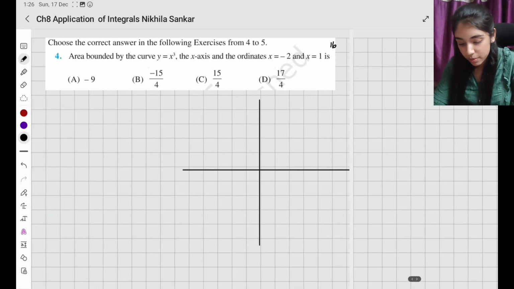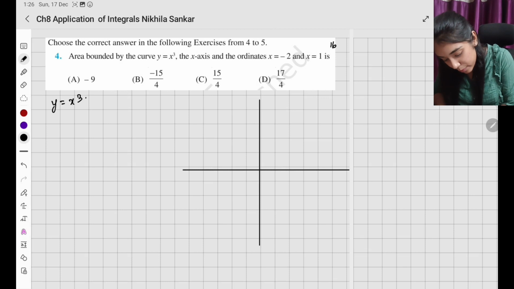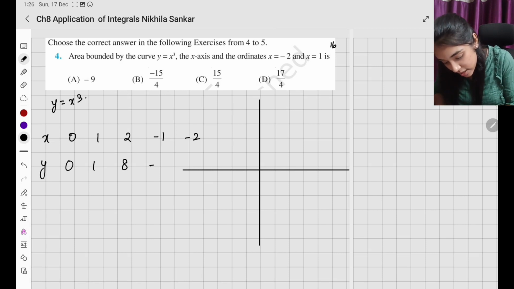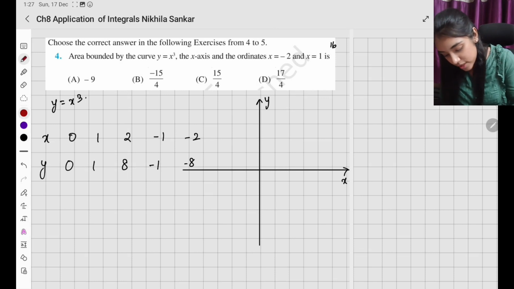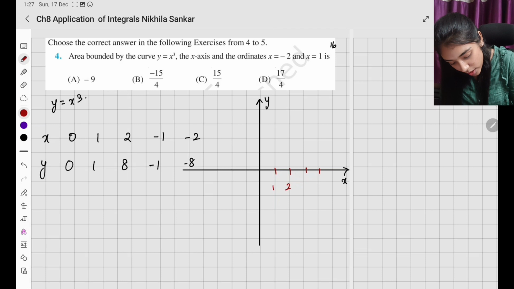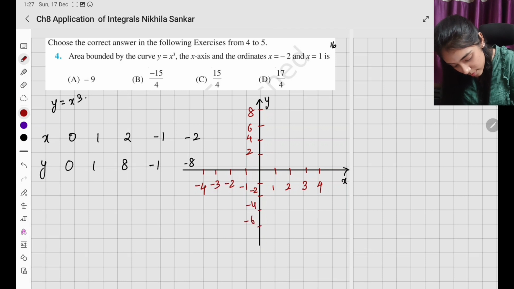Now question number 4: area bound by the curve y equals x cube. First, how is the y equals x cube curve going to look? When I plot the values, I have x equal to 0, 1, 2, then minus 1, minus 2, just to be safe. So the y values are 0, 1, 8, minus 1, minus 8. When I plot the values, on the y axis I need 8 and minus 8, so I will mark accordingly. This is going to be 1, 2, 3, 4, then minus 1, minus 2, minus 3, minus 4. Here I'm going to put 2, 4, 6, 8, minus 2, minus 4, minus 6, minus 8.